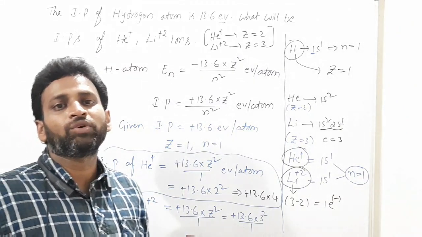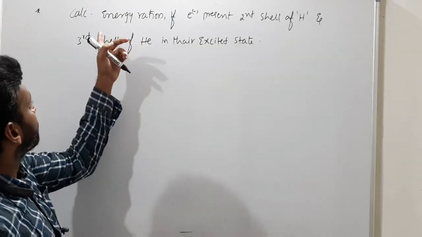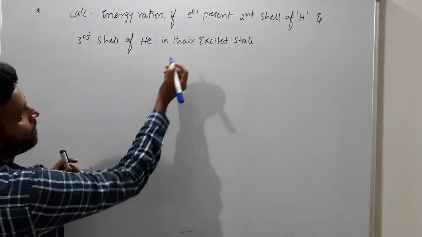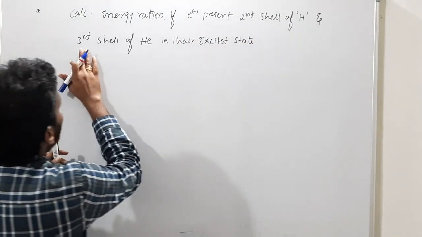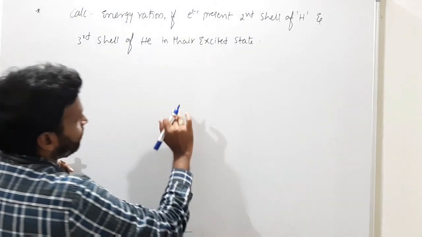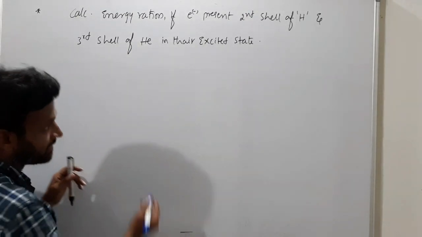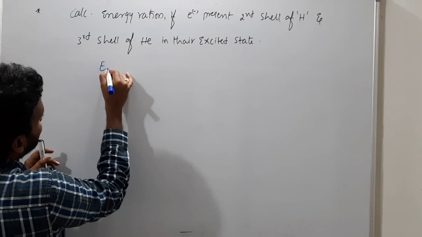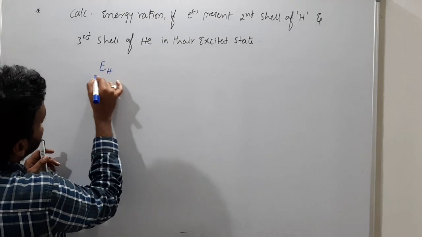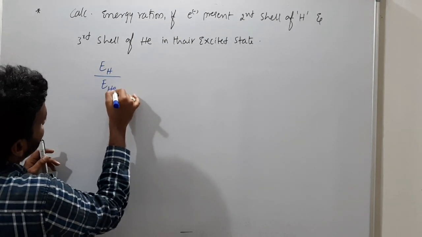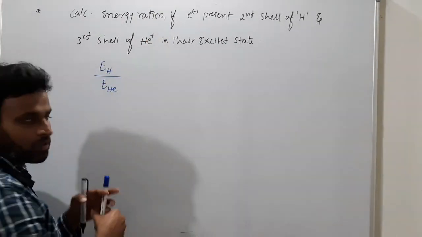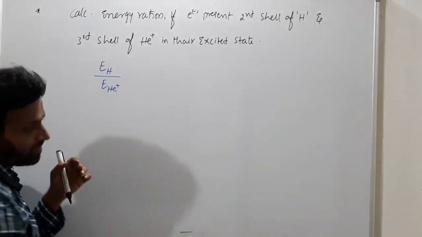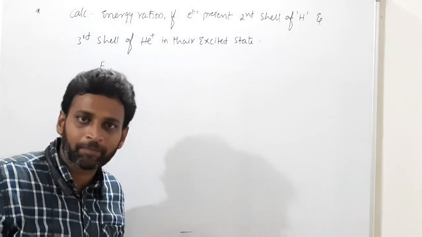Got it? So I'll give you one more numerical. Calculate the energy ratio if the electron is present in the second shell of hydrogen and the third shell of helium in their excited state. So what they are asking is the energy of hydrogen and the energy of helium. You better write He plus instead of He, because we will consider only one-electron species in Bohr's theory.